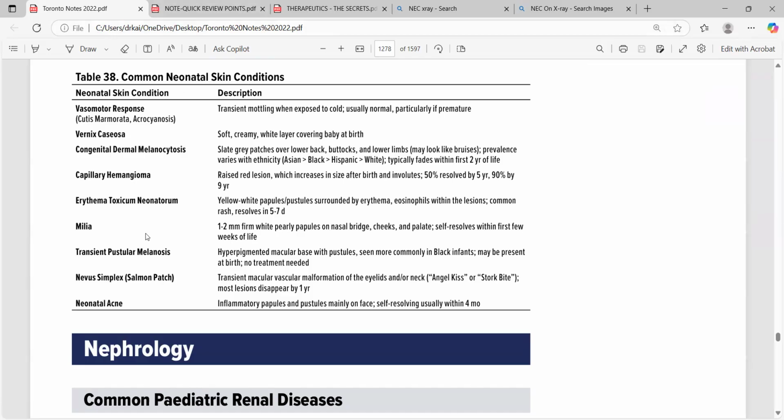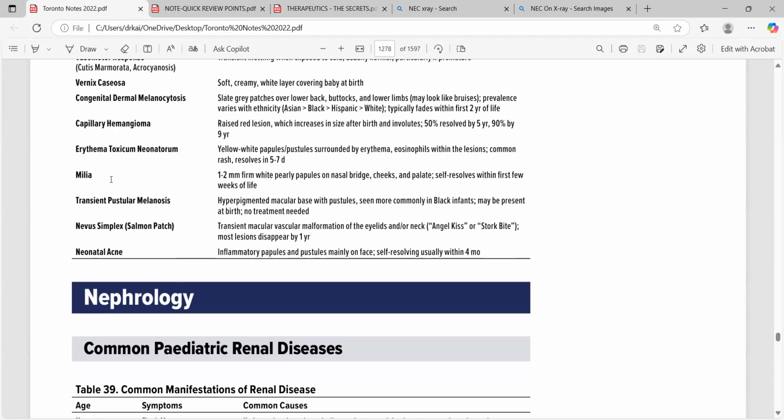Common neonatal skin diseases, what are those? Vasomotor changes, vernix, then congenital dermal melanocytosis. Usually they show pictures of how they look. Capillary hemangioma, erythema, then milia. Milia is something they can ask you, like, what is the treatment? Basically reassurance. Transient pustular melanosis, nevus simplex, and neonatal acne. In this one, what you need to do is just figure out where you have to do the reassurance and which one is dangerous. Okay.